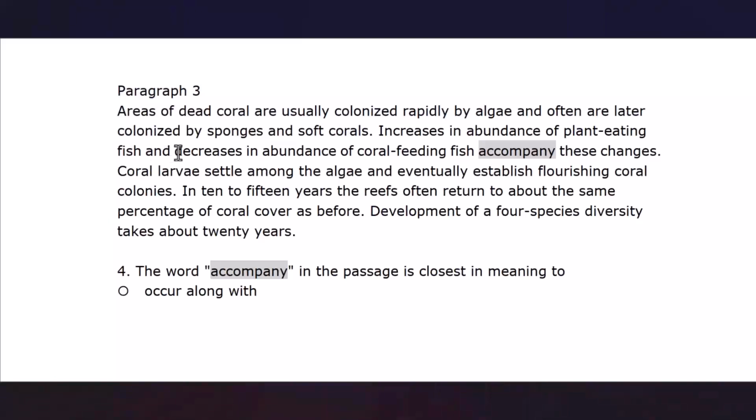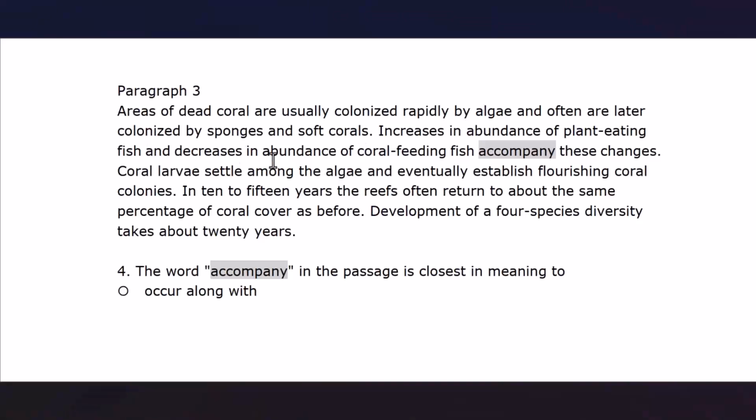From this clause, after, and decreases in abundance of coral feeding fish, we infer that now that coral are dead, so are species feeding on coral. So as a result of destruction of areas of corals, we have a decrease in abundance of coral feeding fish.